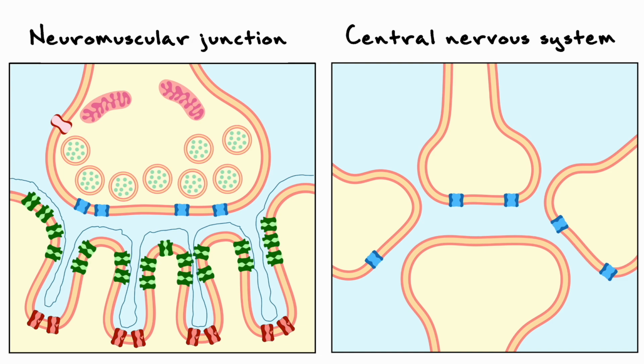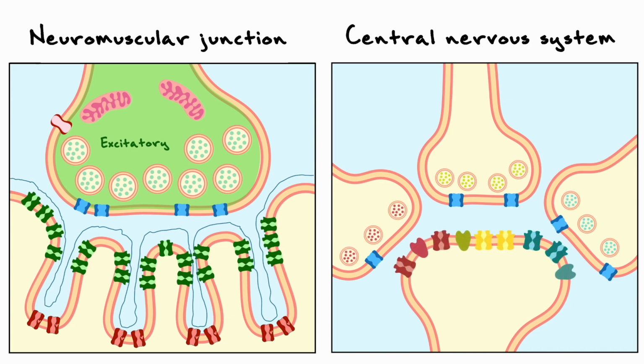Secondly, the signal transmission in the neuromuscular junction is mediated by a system of one neurotransmitter, acetylcholine, binding to one postsynaptic receptor, the ionotropic nicotinic acetylcholine receptor. As a result of this simplicity, muscle fibers only receive excitatory inputs. On the other hand, chemical transmission in the central nervous system can be mediated by many different neurotransmitters, which bind on many different receptors that can be either ionotropic or metabotropic. Due to this diversity, postsynaptic neurons can receive excitatory or inhibitory inputs.